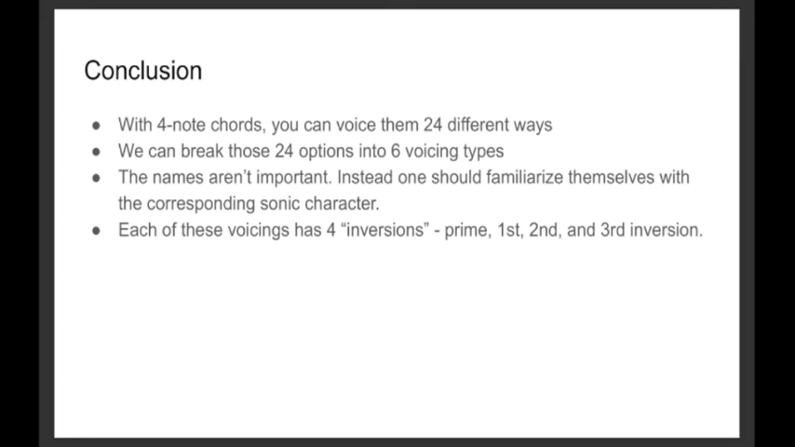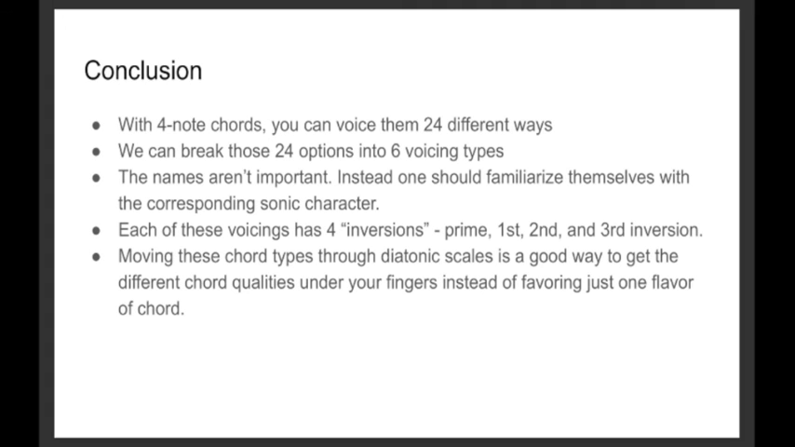Now, each of these voicings has 4 so-called inversions, and again, this isn't flipping upside down inversion, but you have prime, first, second and third inversion, and when you take these chords and move them through diatonic scales, that's a good way to avoid favoring just one chord quality by drilling simply all the variations of that one chord. Instead, I would say pick a chord voicing type, like say drop 2 or drop 4, and practice inverting it, and then practice moving it through different cycles, ideally with some motion that's contrary to the way that the cycle moves.